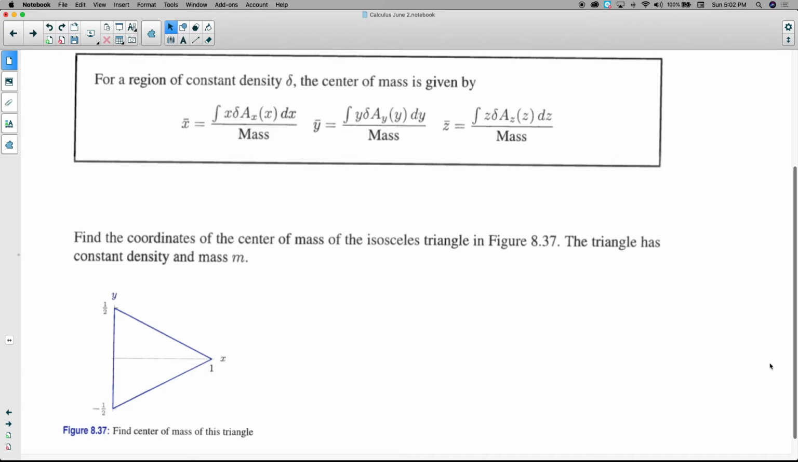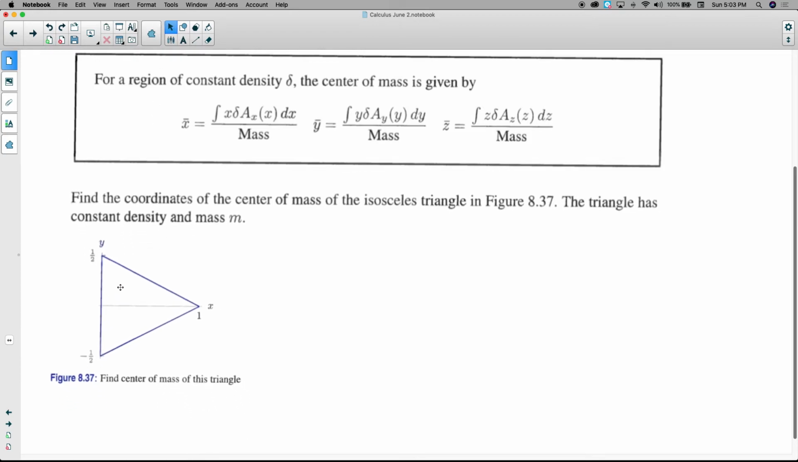Find the coordinates of the center of mass of the isosceles triangle in the figure below. The triangle has constant density and mass m. All right, so we did just talk about variable density, but when you start to get into 2 and 3-dimensional objects with variable density, then you're looking at calculus 2 because you're looking at some double integrals. So we're going to hold off on that.